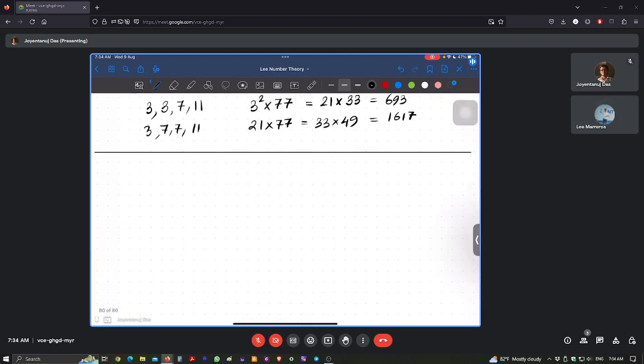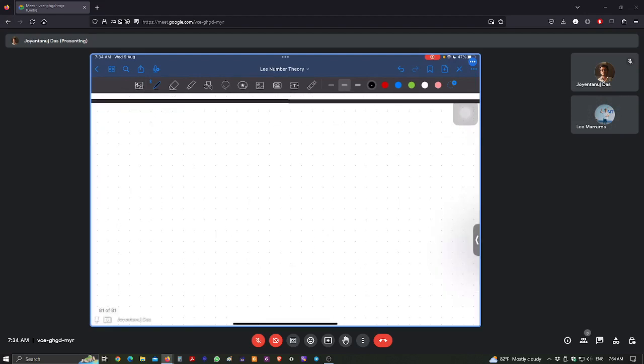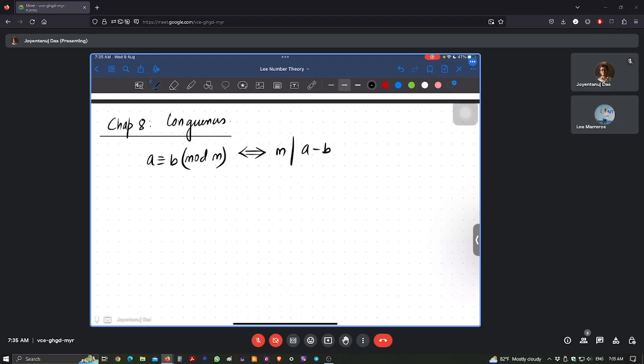So the next chapter is on congruences. Chapter 8. Okay. So what you have is this notation you may know: A congruent to B mod M. This will say, if and only if M divides A minus B, right?